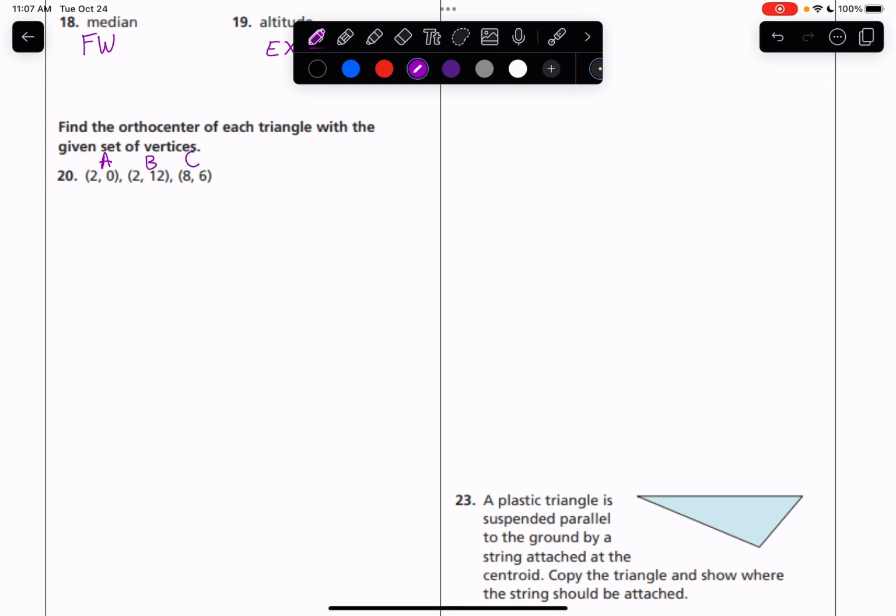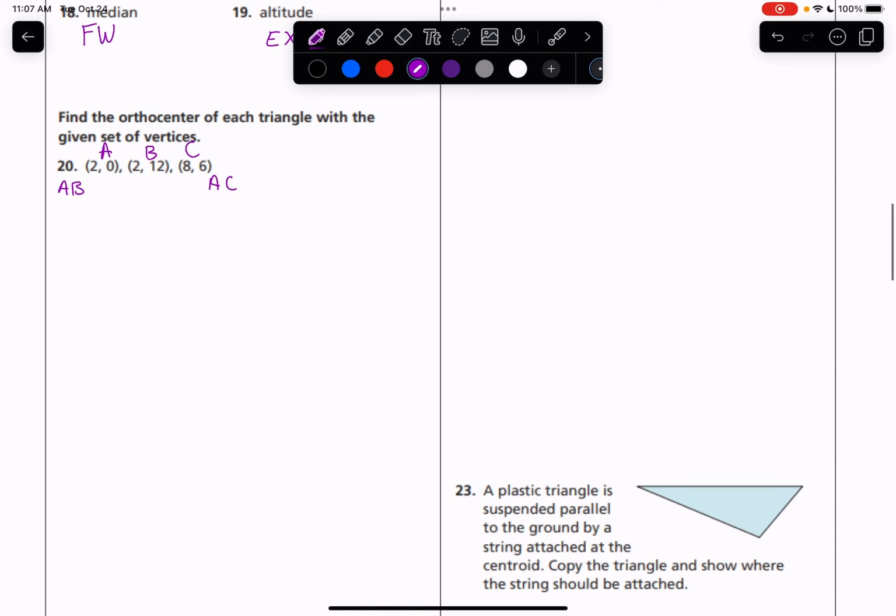So there's A, B, and C. I'll find the slope of AB and the slope of AC. Why not? So AB is going to be 12 minus 0 over 2 minus 2. It's going to be 12 over 0. Hey, that's an undefined slope. It's a vertical line. For AC, that'll be 6 minus 0 over 8 minus 2. That's going to be 6 over 6, or 1.